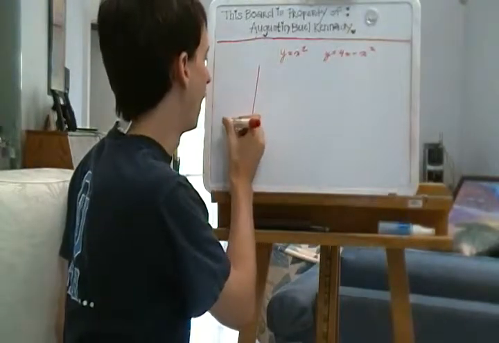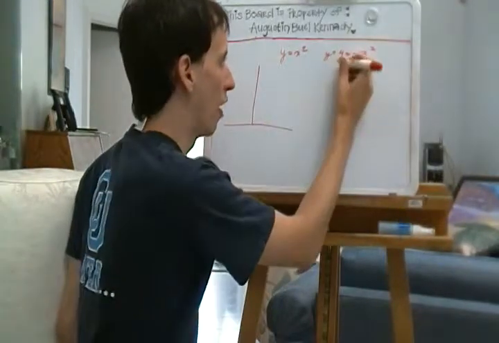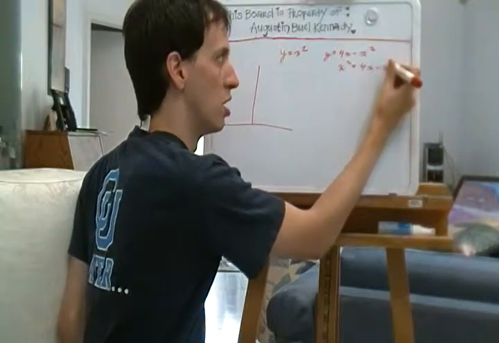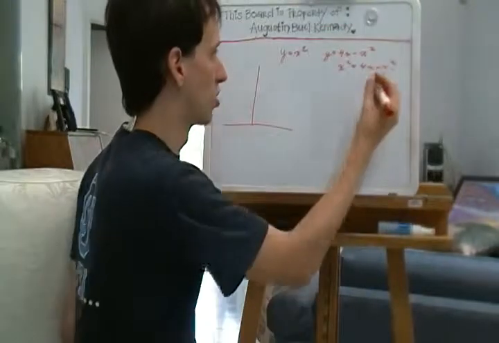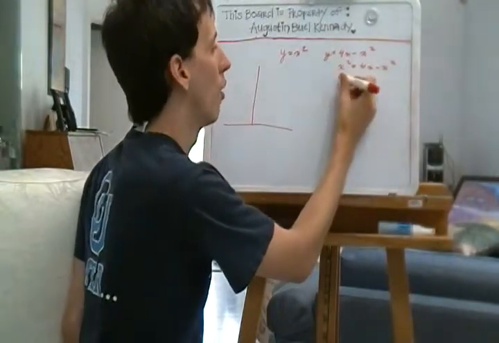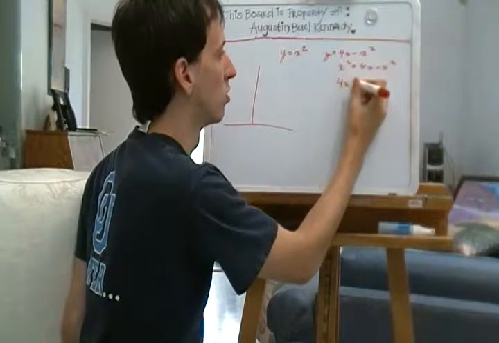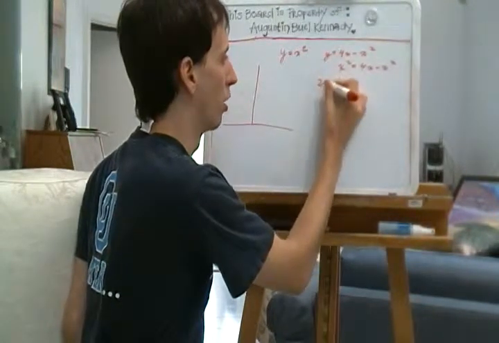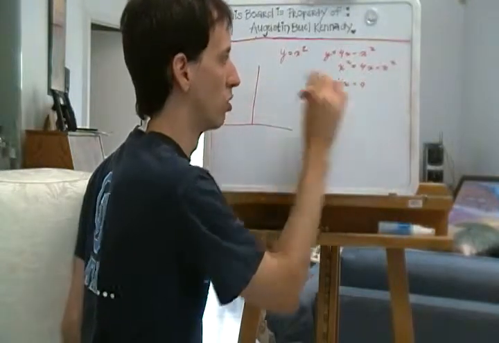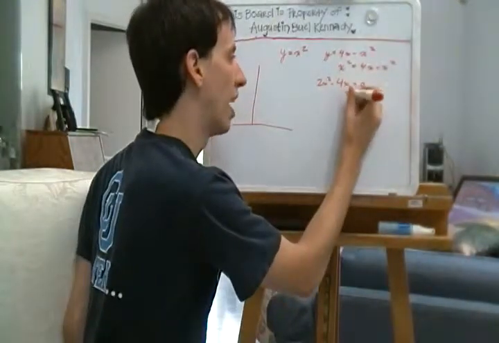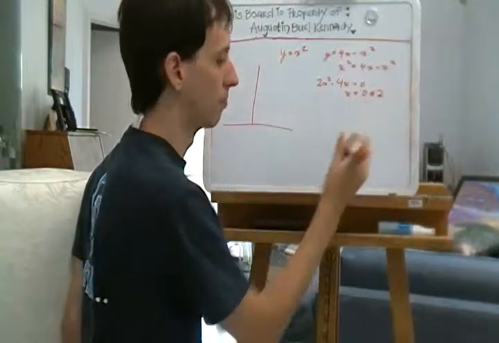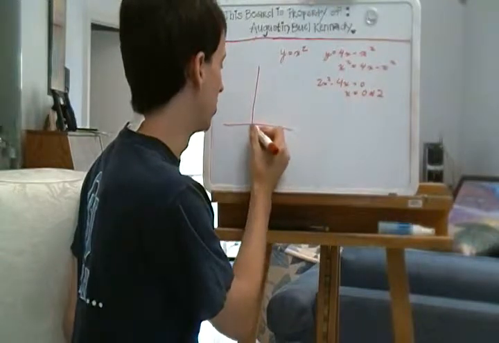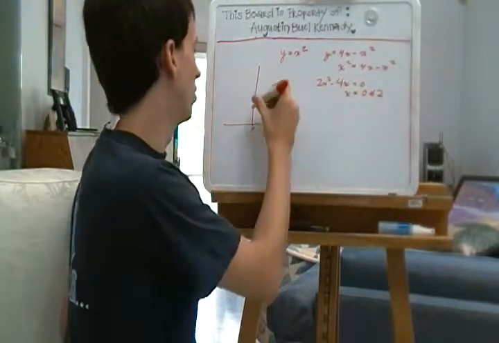Well, if you graph, first you might want to find points of intersection. And you set the two equal to each other, remember? So x squared equals 4x minus x squared, and we get 2x squared minus 4x equals 0, which will yield x equals 0 and 2. So those are going to be our points of intersection, 0 and 2.